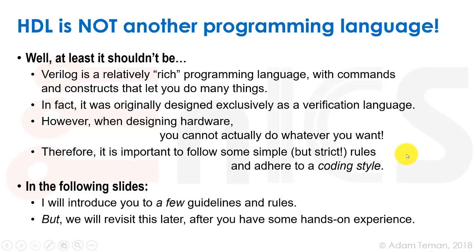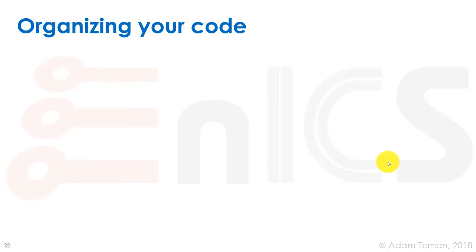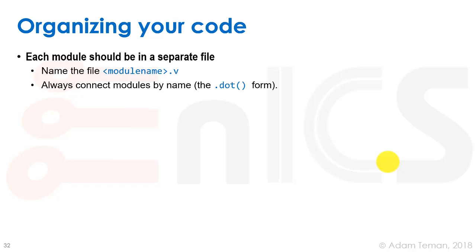Okay, in the following slides, I'll introduce you to a few guidelines and rules, and we will revisit this later after learning about synthesis to learn some other things. Also, you have to have some hands-on experience to understand some of the things we'll be discussing. So let's just discuss some basic rules of how I recommend organizing your code. Okay, so each module should be in a separate file. You should name the file module.v. That makes it really easy to find different modules, to move them between different projects, etc. So write each module in a different file.